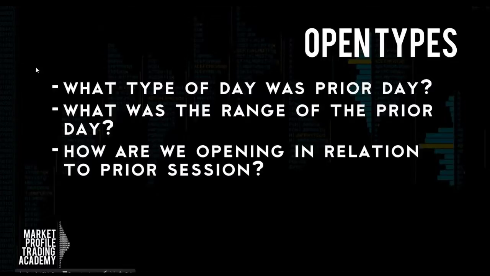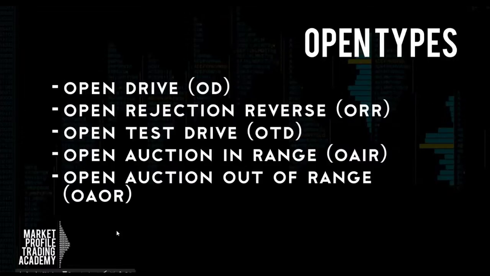Ask different people, there are 4 or 5 different open types that they look at. I look at 5 open types. So one is an open drive. In this open type, we open and we drive in a direction. There's no hemming and hawing around. There's no testing one way or the other. We just take off. And you've likely seen this behavior where we open, it just seems like somebody fired a gun or a cannon and we move. So that's one open type.